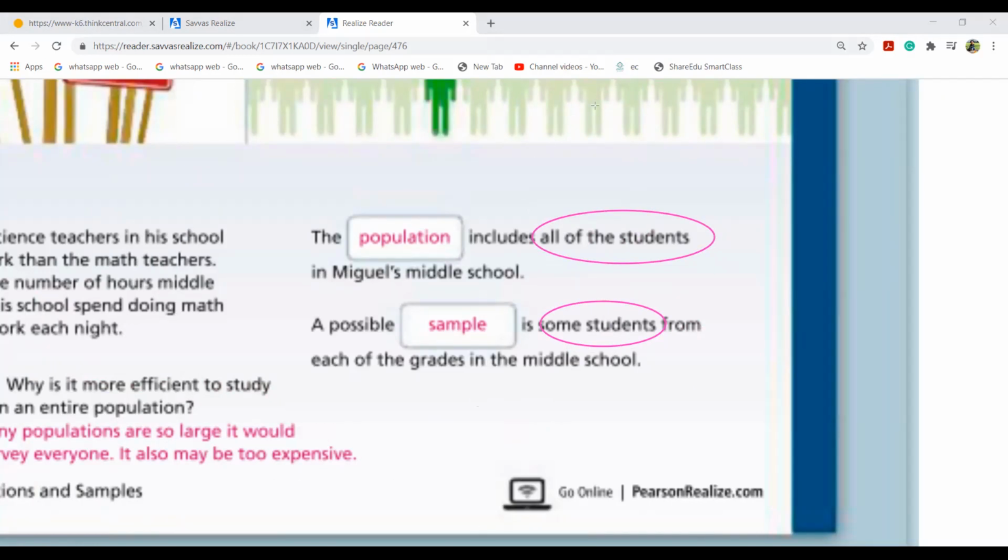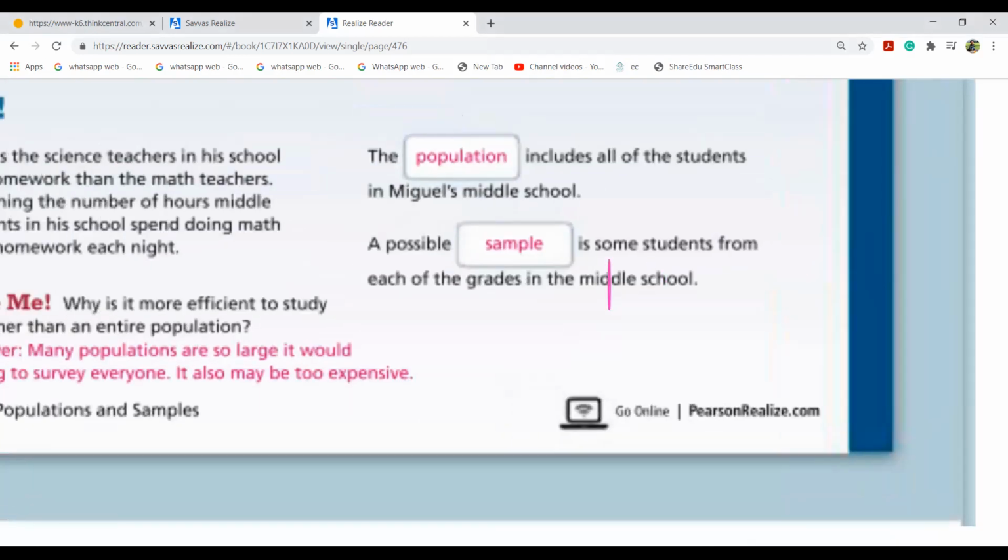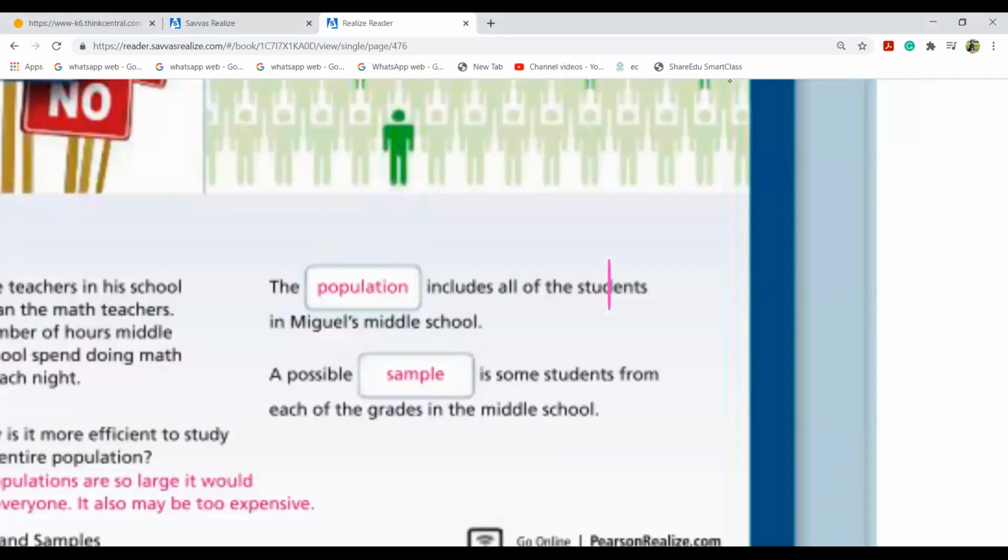Yes. That's it, girls. Please write down the page number. I'm going to say 312. 312.